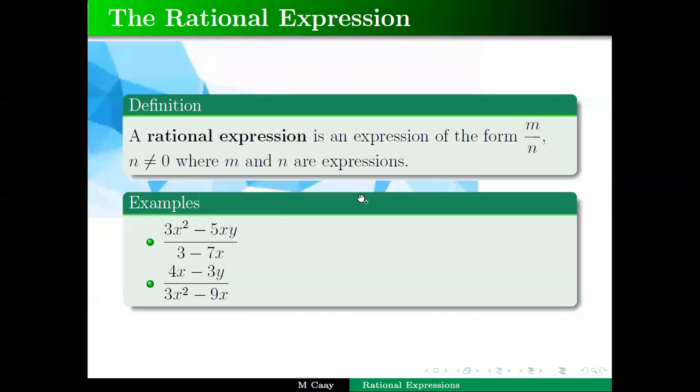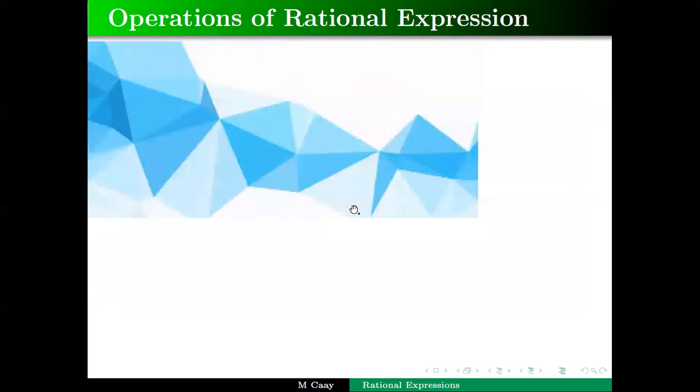So, of course, since we're dealing with rational expressions, we will be talking about the operations of rational expressions. So first things first, we'll start with addition. So when I say addition, it could mean things like addition or merely subtraction, because subtraction is just a mere additive inverse of any positive number.